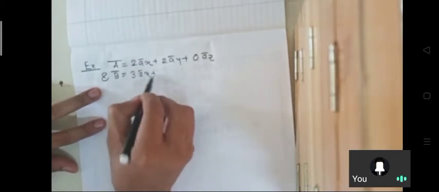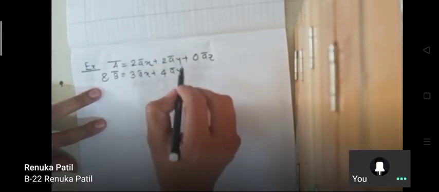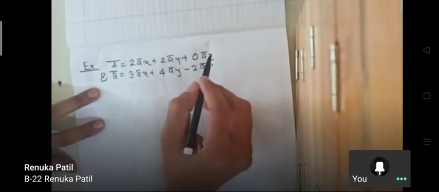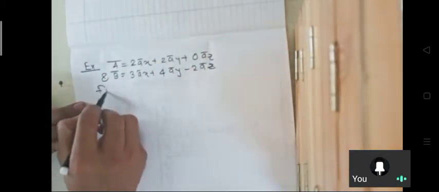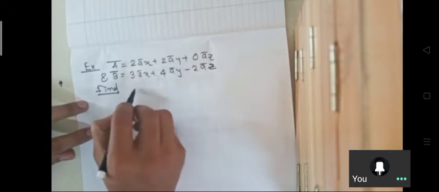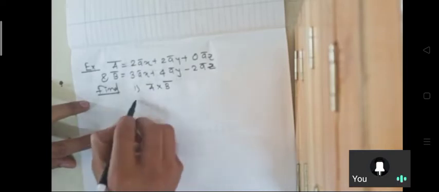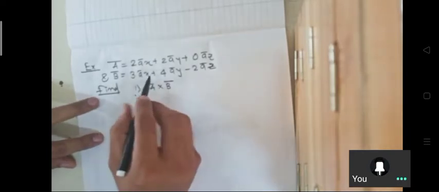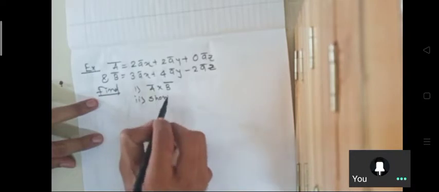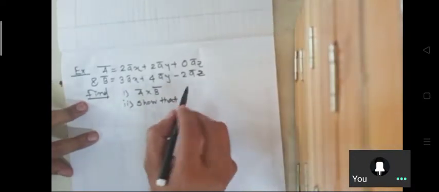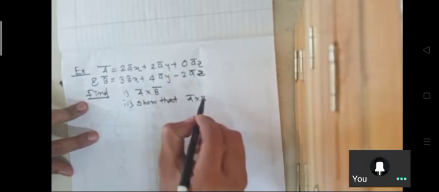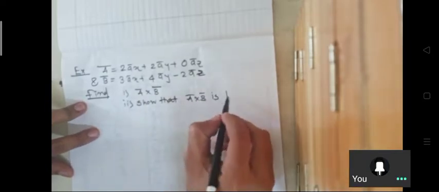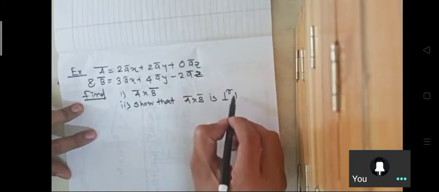So b bar is equal to 3a bar x plus 4a bar y minus 2a bar z. Right? So two vectors are given. Find number 1, a bar cross b bar. Number 2, show that a bar cross b bar is perpendicular to a bar.